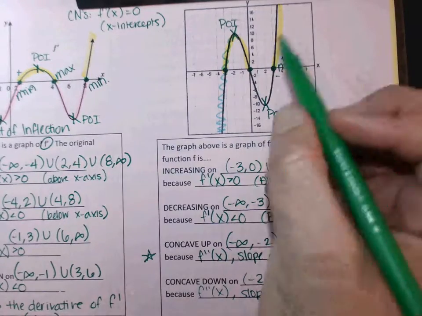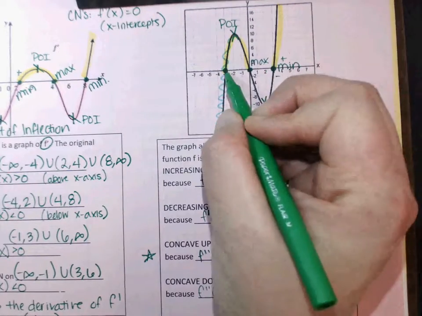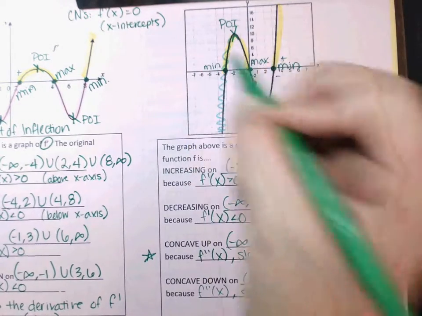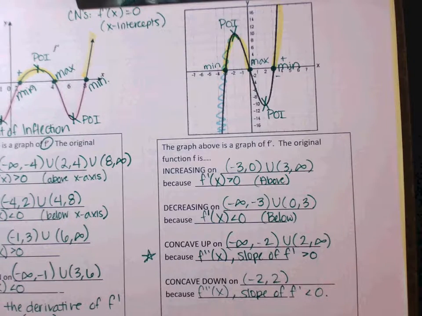Okay, and then what type would this one be right here at 0? Max. Max. And then what about this one? Min. Okay, so what I want you to do is flip over to the back, look at the two on the back, see if you can do it. Okay?